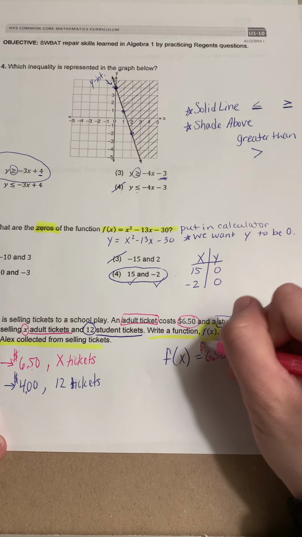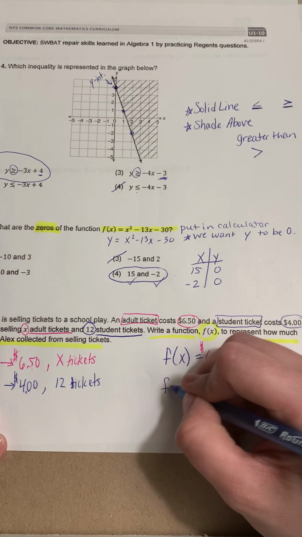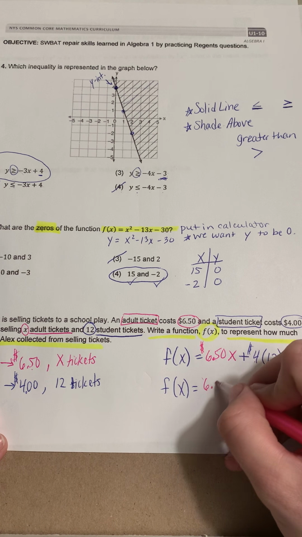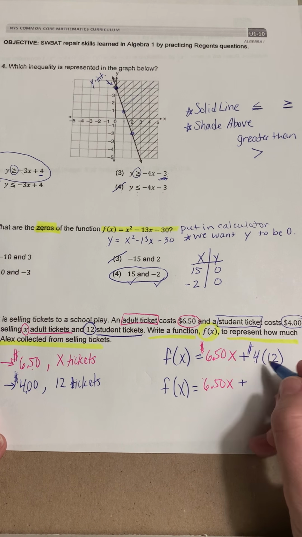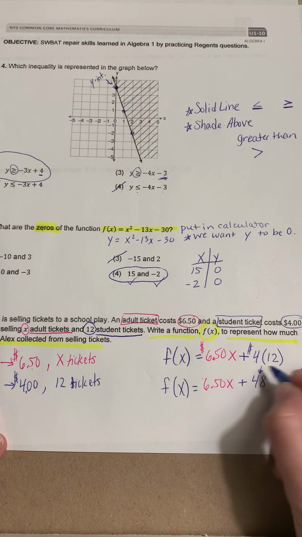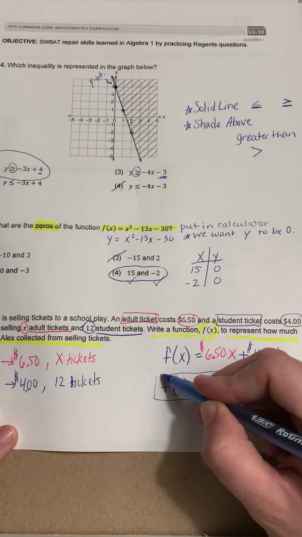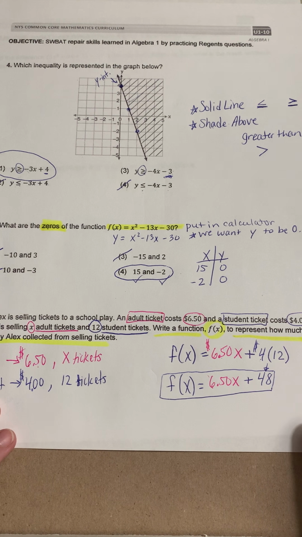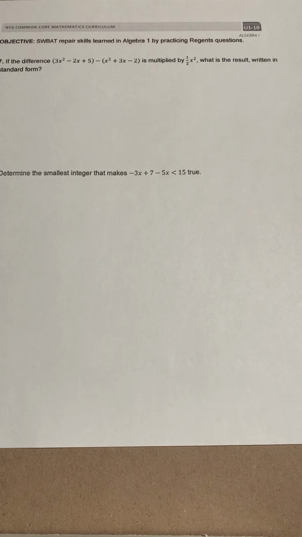So I can leave my answer like this, but in order to simplify it a little bit better, I'm going to rewrite it. f of x equals $6.50x plus, because I can simplify this, 4 times 12. 4 times 12 is 48. I just took it one step further to simplify it. But this is what they're looking for. They're looking for a function that can represent how much money Alex collected from selling tickets. Okay, and that's adult tickets and student tickets all together. The next page.